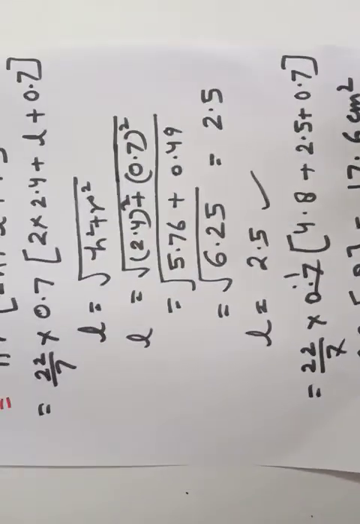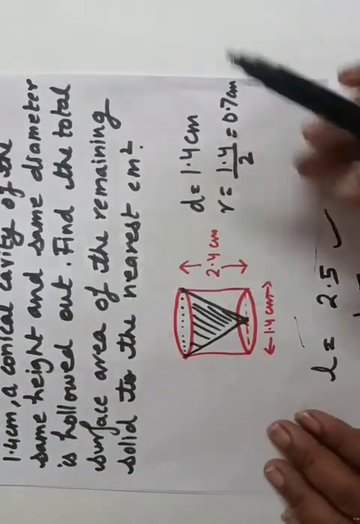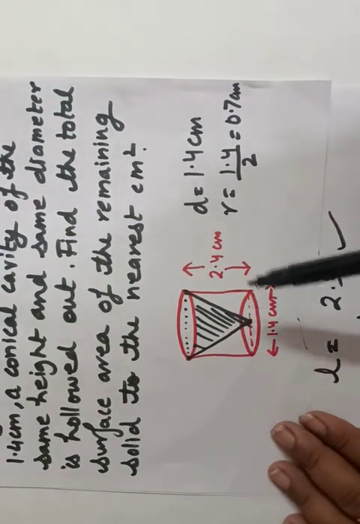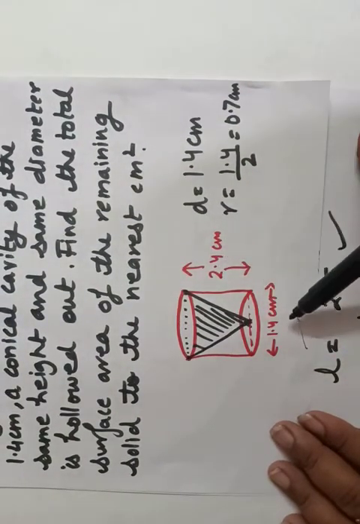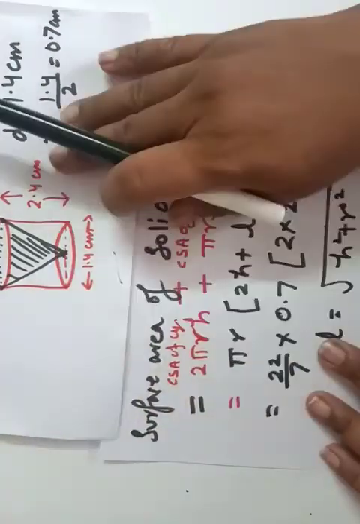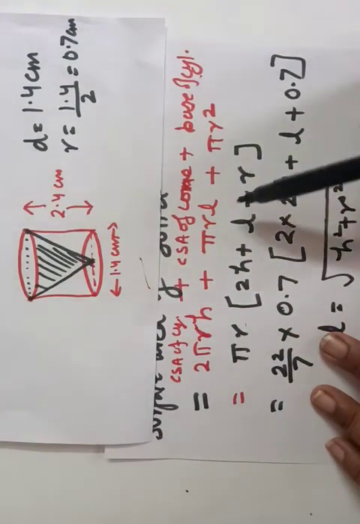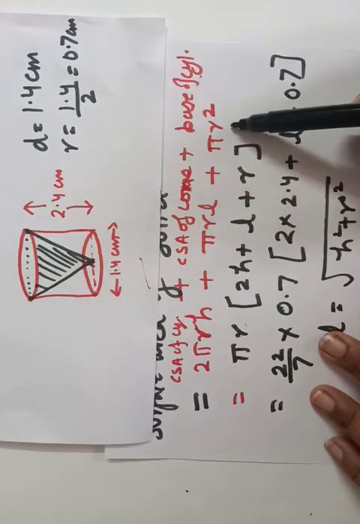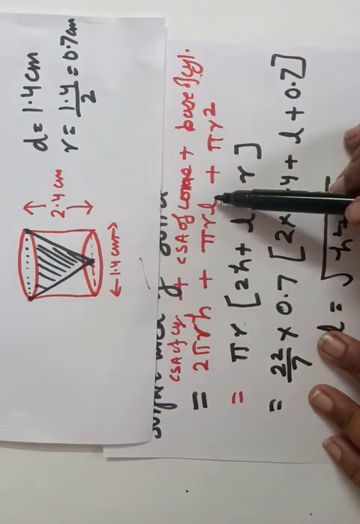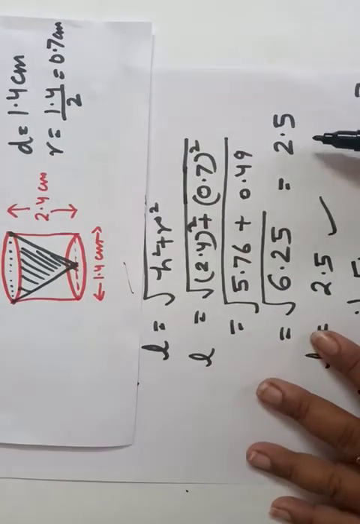Now I'm repeating the question for you in a very fast way. We have a figure given according to the question: a cylinder from which we have taken out a hollow cone cavity, and this is the height and this is the diameter that is given. How can we find this? The equation is 2 pi rh, the curved surface area of the cylinder, plus the curved surface area of the inner surface of the cone, pi r l, plus the base, pi r square. Here we need to find L. The formula for the slant height is the root of h square plus r square, which we have calculated, and we got 2.5.